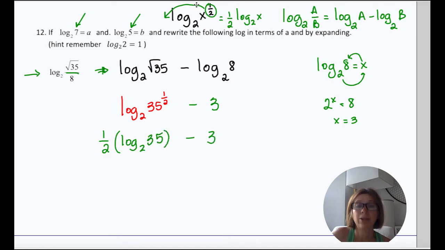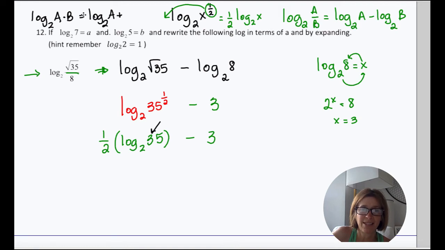minus 3. Okay, so now I want to somehow expand log base 2 of 35 using 7 and 5, okay? All right, so I know that the last property that I can work with, here, let me make some room here, would be that if you have log base 2, I'm just using base 2, but I could use any base, a times b, that you could write it as log base 2 of a plus log base 2 of b. Those properties are really important for solving equations with logs.